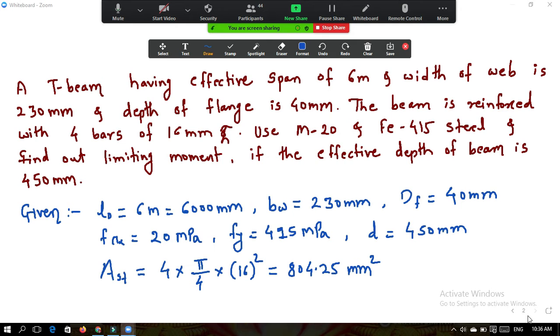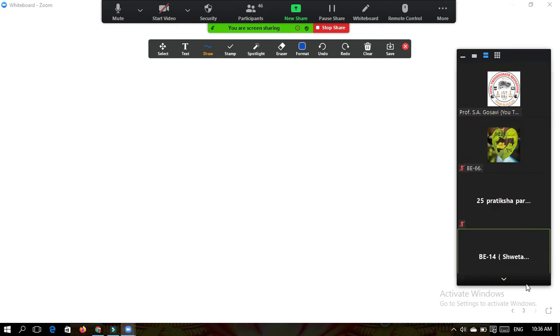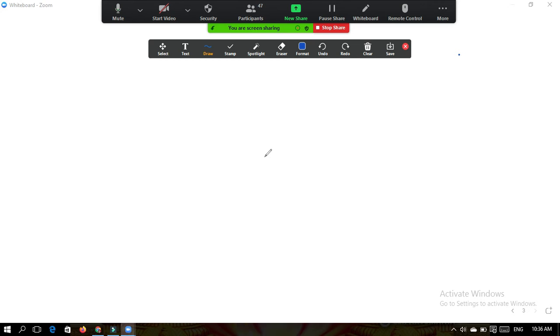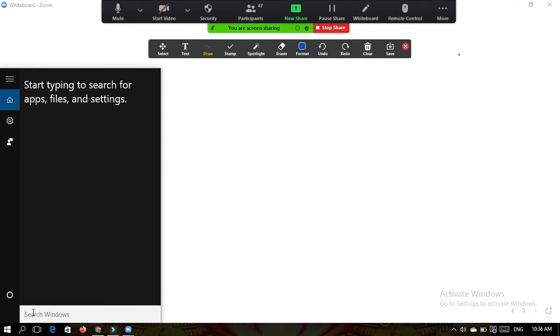Okay. So the next point is, after the calculation of this AST, now our next job is to calculate the BF. Okay, so width of flange. To calculate the width of flange, we need to go to the IS code. So I will go here in the IS code first.